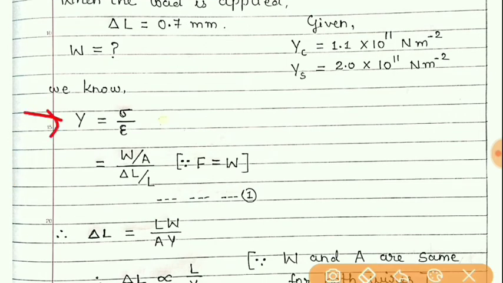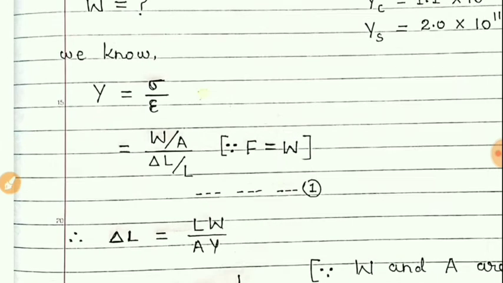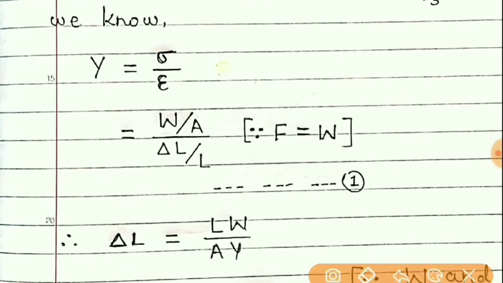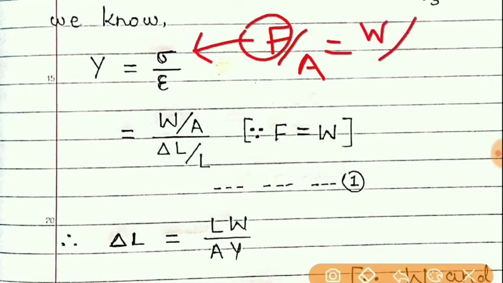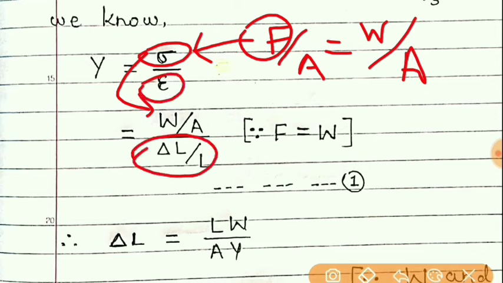We know that Y is equal to sigma upon epsilon, that is stress upon strain. But what is stress? Stress is force per unit area. But this force is nothing but the weight in the downward direction. So W by A; in place of sigma, I have written W by A. And strain is change in length upon original length. Let us give this equation number 1.